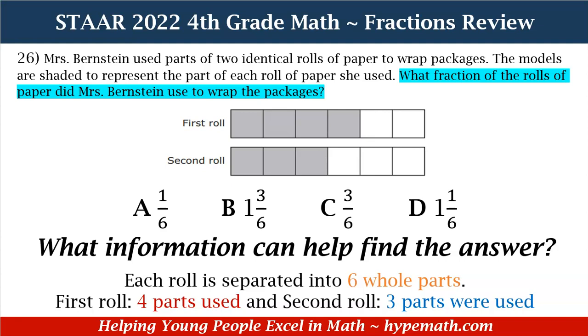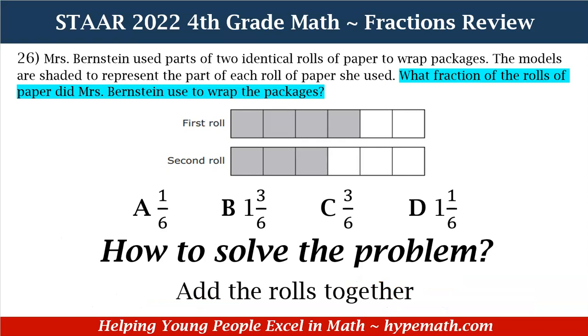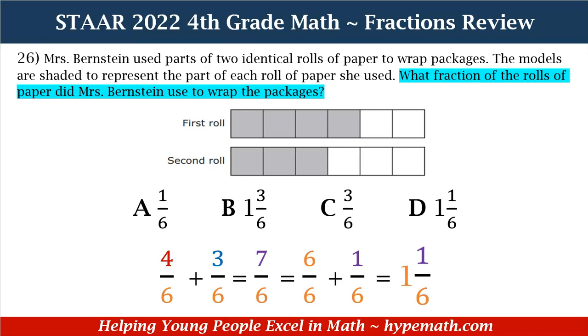Now that we have that information, how are we going to solve the problem? Easy peasy, we are going to add the rolls together. So let's do that. We have 4/6, because remember for the first roll, we know that there are 6 total parts, 4 that are shaded. So 4 is our numerator, and for the second roll, it's 6 total parts. There are 3 that are shaded, so 3 is my numerator. Since my denominators are the same, all I need to do is add my numerators together. 4 plus 3 is equal to 7.